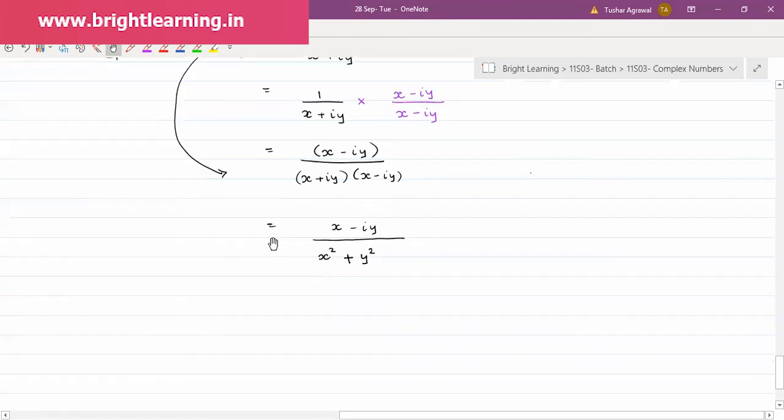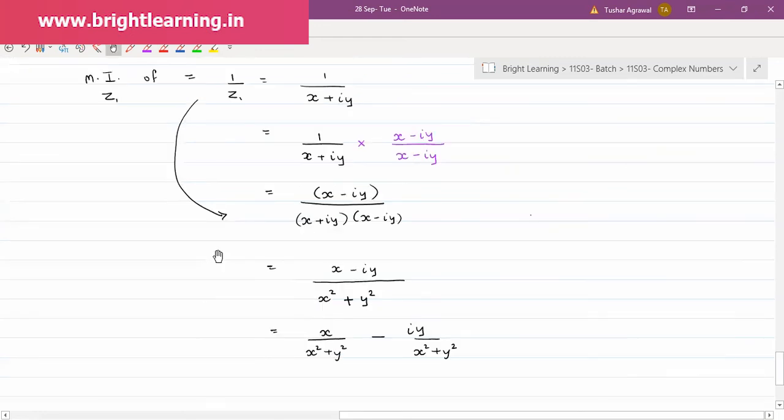Okay. So now x minus iy upon this is a real number. So the denominator is a real number, so you can separate it: x upon the denominator, that is x square plus y square, and the remaining, minus iy upon the denominator, that is x square plus y square. So this way you can remember how to find the inverse of a particular number.